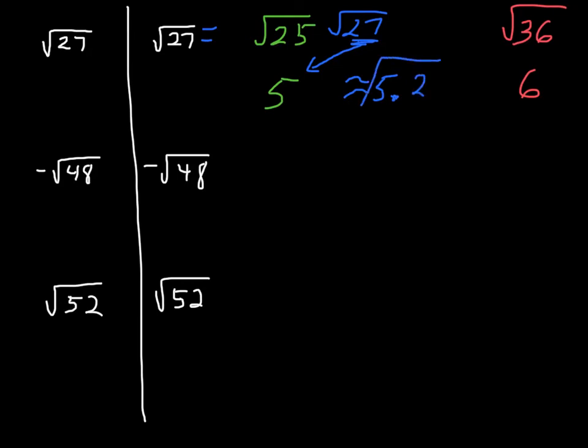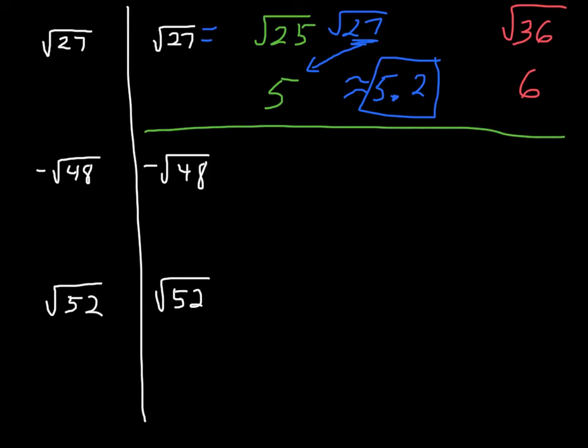So 5.2. What would not be a good estimate is 5.9, because 5.9 would be very close to 6. So 5.1, 5.2, maybe 5.3, although even 5.3 is getting kind of big. But I probably would take 5.3. So you see that 27 is pretty close to 25, therefore it needs to be closer to 5, which means it's going to be 5.2. Okay, now take a look at the next one.